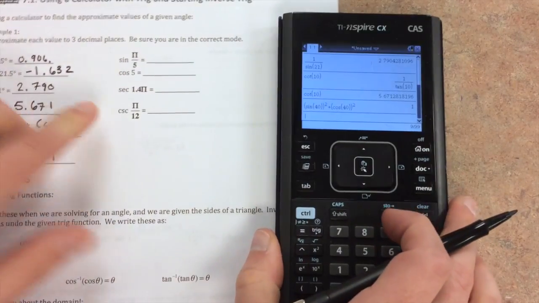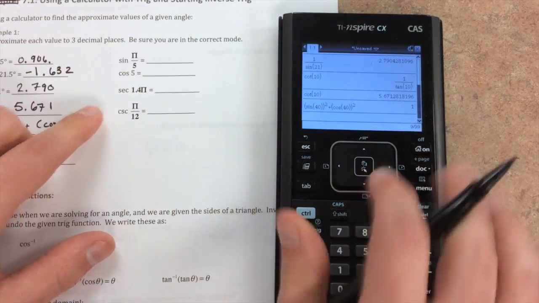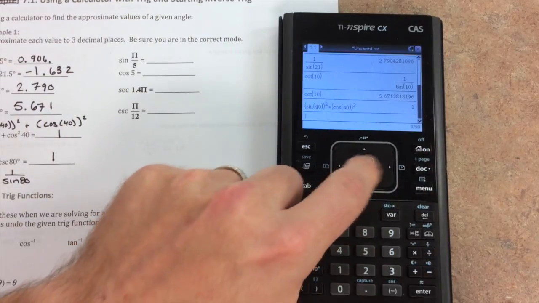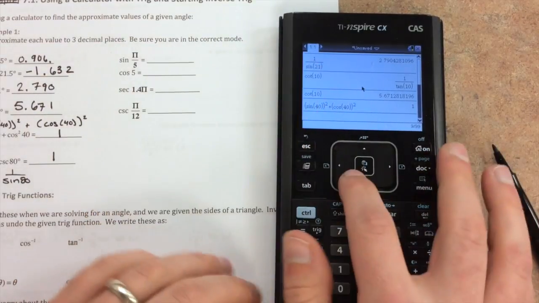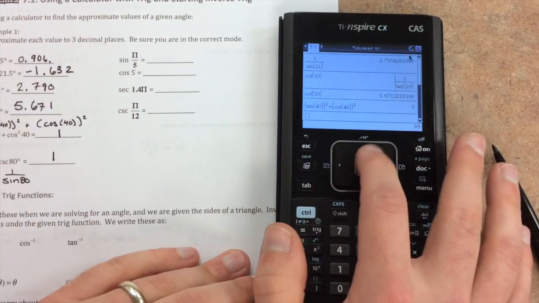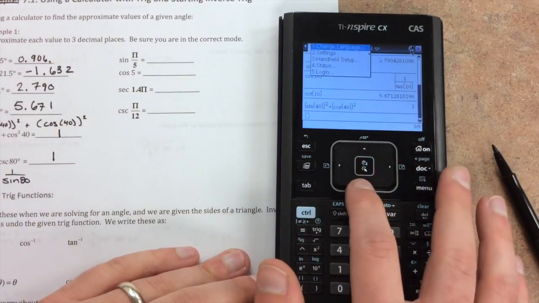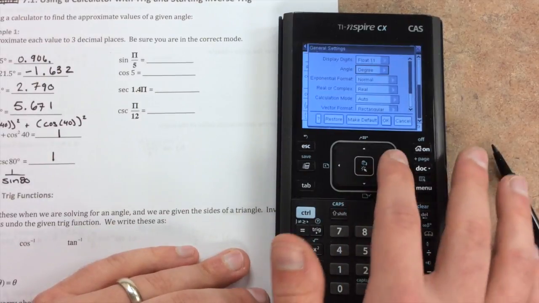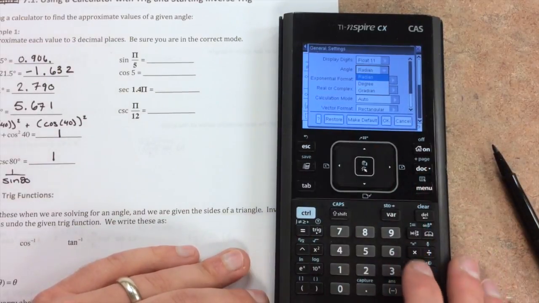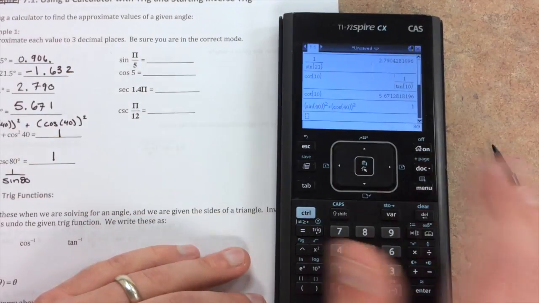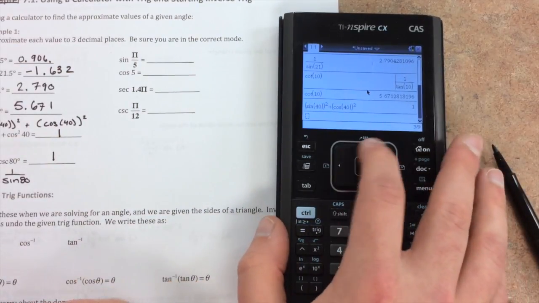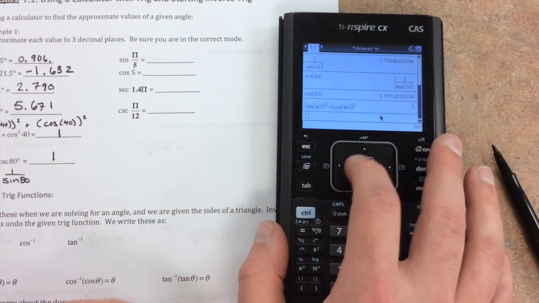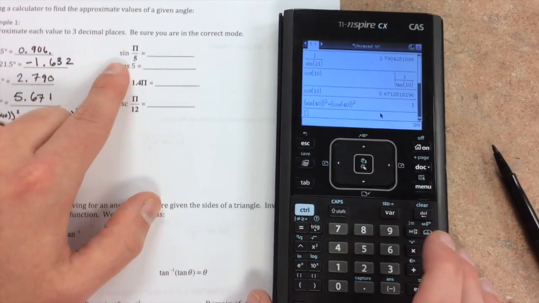Okay, with these other ones that are in radians, we're going to go back up to settings, hit enter again, and change our degree to radian. It's super important, especially if you're switching back and forth between physics and math, that we have our angles in the right mode, degrees or radians. So the sine of pi over 5.